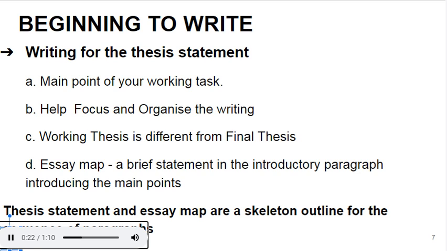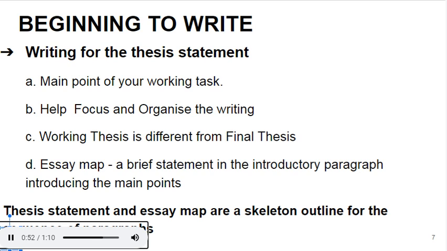It helps the writer to focus on his article, what he is actually talking about, and then he can organize his writing accordingly. Now, a working thesis statement is when you start working on your thesis statement, the details, the information that supports your thesis statement. It's always different from the final thesis because you are working on it. You're changing it every time because you might get some new information to change it, to revise it.